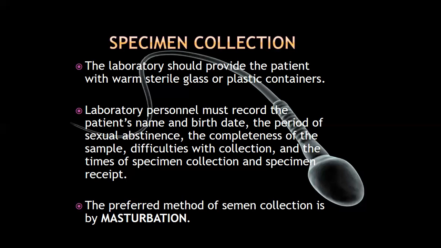So why do we need to note the time of specimen collection? Remember, during semen analysis, you actually don't perform it immediately. After you have collected the sample, you do not perform the analysis immediately. Why? It's because your ejaculate is actually in the form of a coagulum. If it is in the form of a coagulum, it will impede movement or motility of your sperm. It will be difficult for you to do cell counts.